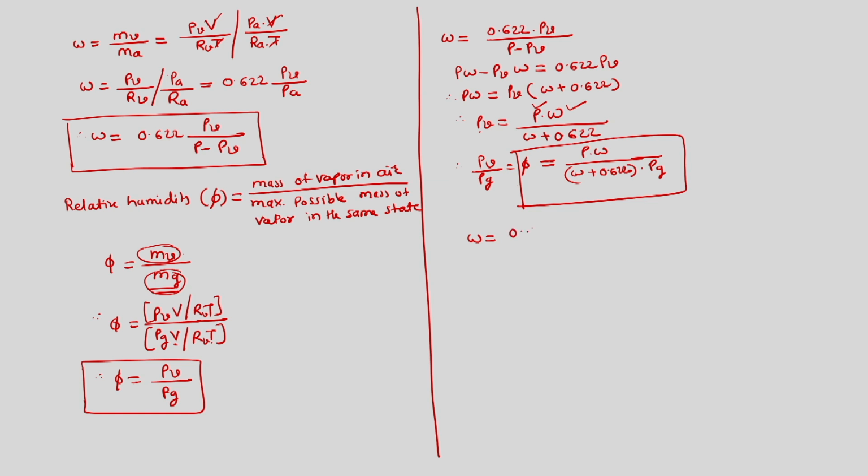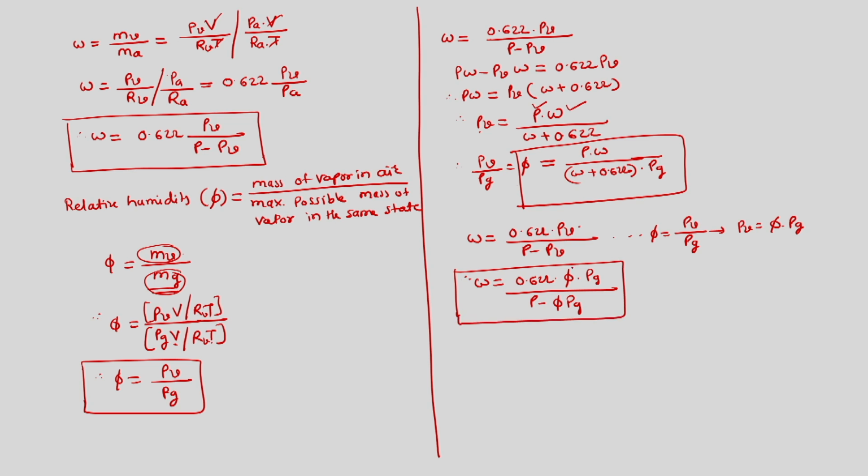We know omega is equal to 0.622 PV upon P minus PV. We know that phi is equal to PV upon PG, so PV is equal to phi into PG. So omega is equal to 0.622 into phi into Pg divided by P minus phi Pg. So this is also an expression for omega if we know the partial pressure of saturated vapor and also the relative humidity.